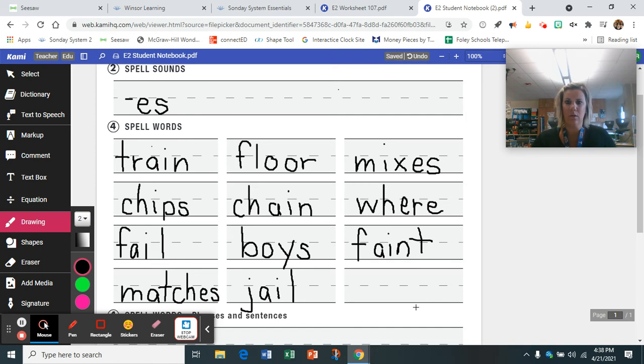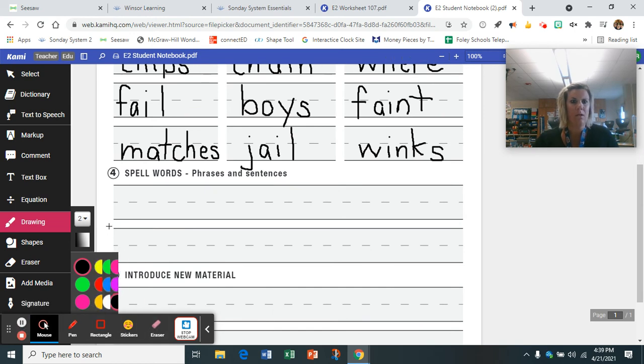Last word. Winks. Touch spell. W-ink-s. Go ahead and spell winks. W. Ink is spelled I-N-K. Now add the ending S. A lot of times I take the ending off, spell the base word, then put the ending back on. That helps me to get correct spelling.